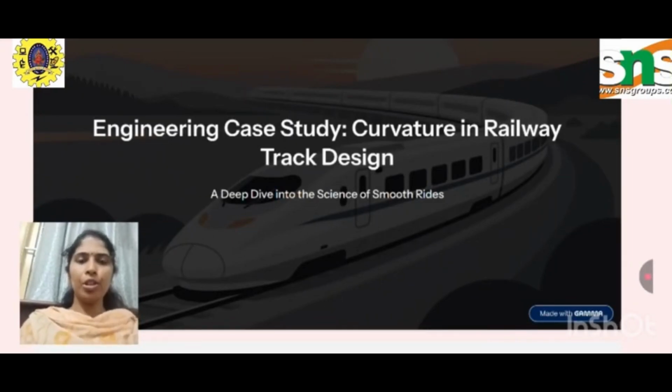As the continuation of the lecture series on the topic curvature, envelopes and evolutes, now we are going to see a case study based on curvature. Here we are going to see a case study on curvature in railway track design.